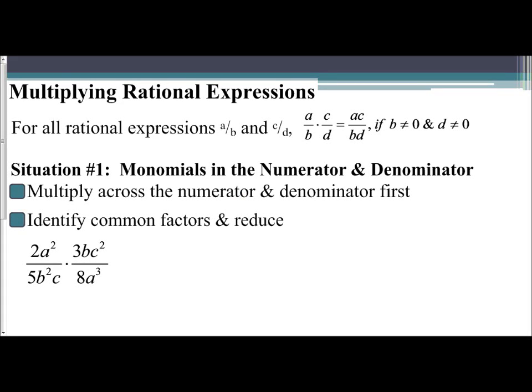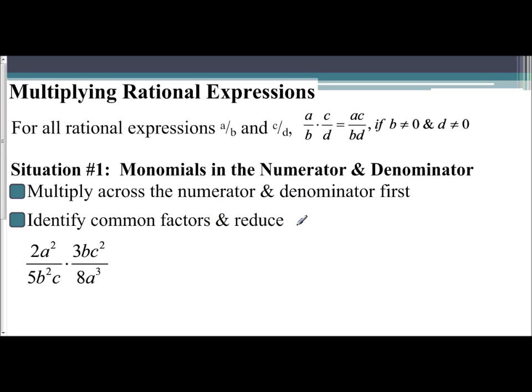Now that we have simplifying rational expressions under our belt, we're going to look at how we multiply rational expressions. In this first situation, we're looking at multiplying monomials in the numerator and denominator. When you multiply rational expressions, keep in mind, you multiply the numerators together, you multiply the denominators together. So multiply across the numerator and denominator first, then identify common factors and reduce.